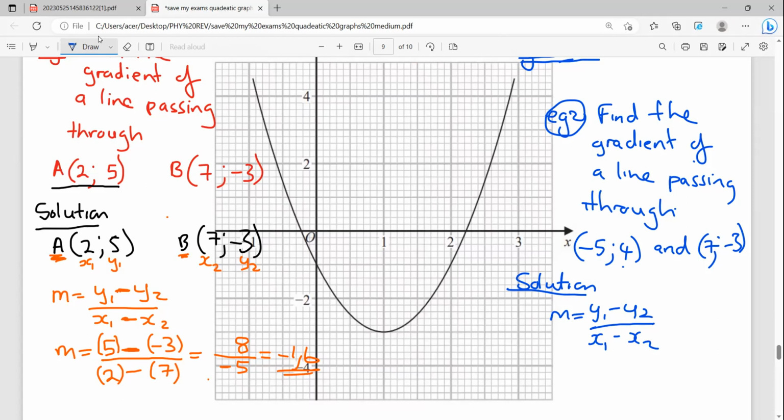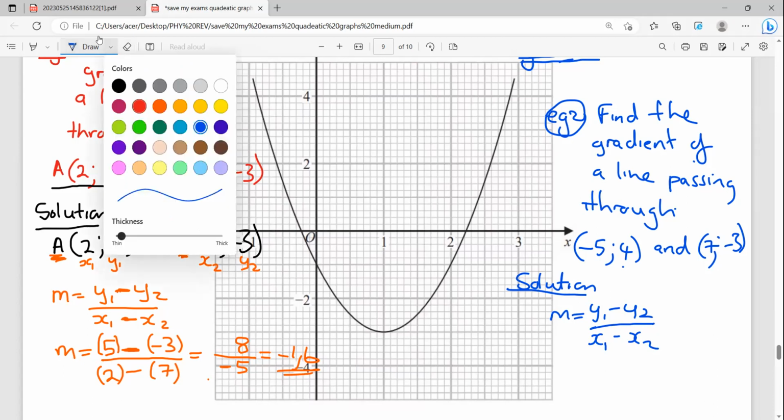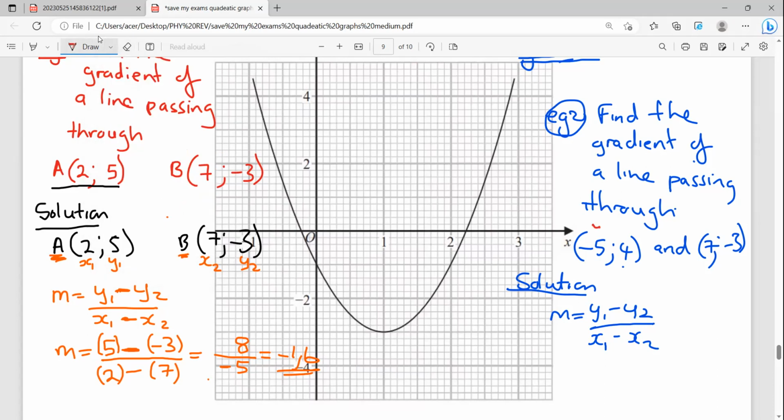Now, what's left is to do the actual substitution, right? Remember, we're given 2 points. This guy and this guy, right? So which side do you want us to put x1 and y1? Where do you want us to put x1 and y1? On the numbers.